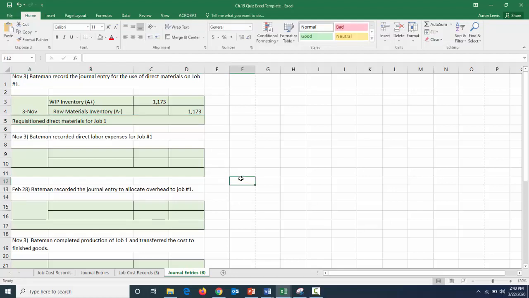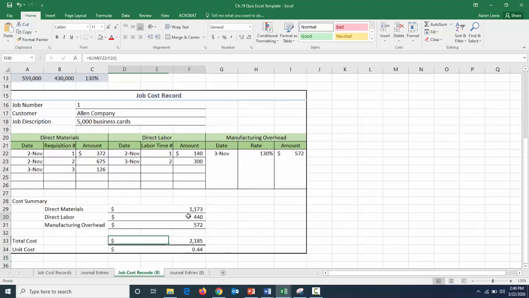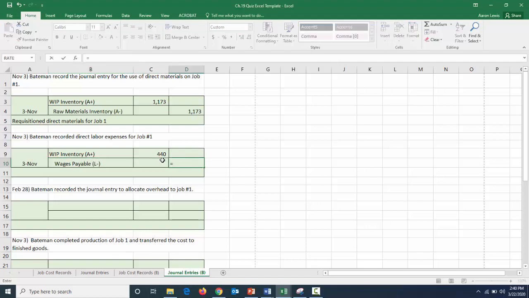On November 3rd, we also have to record our direct labor expenses. So let's go back and find out how much direct labor was for job 1. Our job cost record tells us that our labor costs were the $440 we have right here. Well, that is still a direct cost of a job. It is inventoriable, which means those labor costs are also going to go into WIP inventory, and it was $440. Let's just assume for this that we haven't paid them yet, and let's put it into wages payable. Though it might be cash, for this one, wages payable is fine.